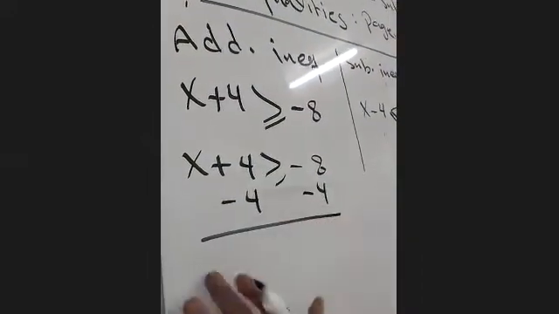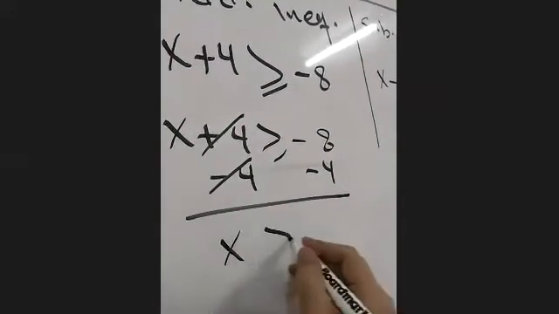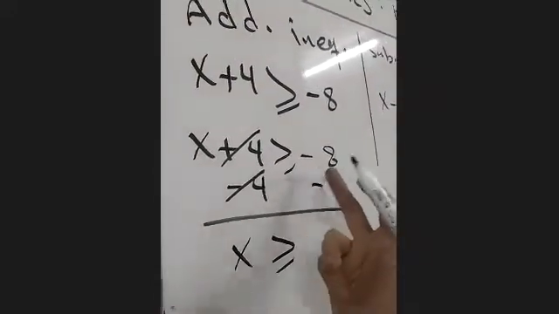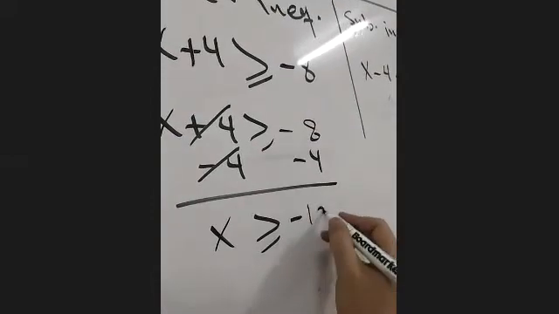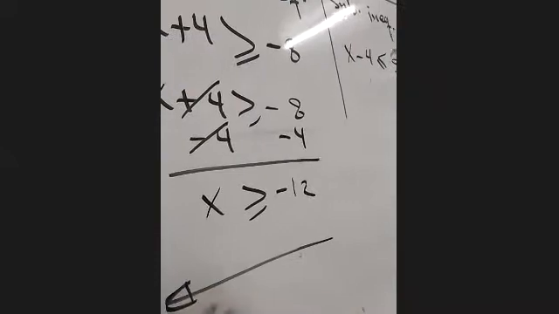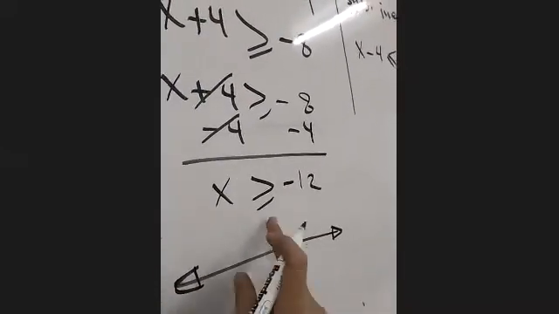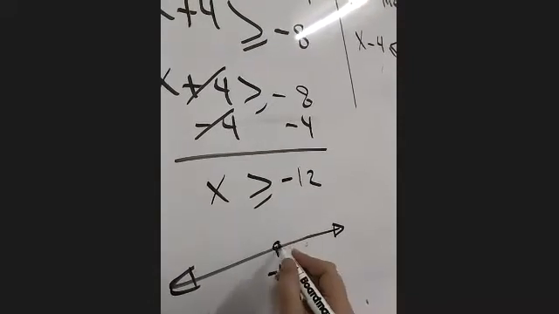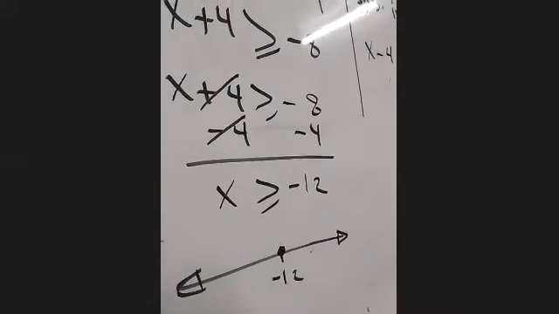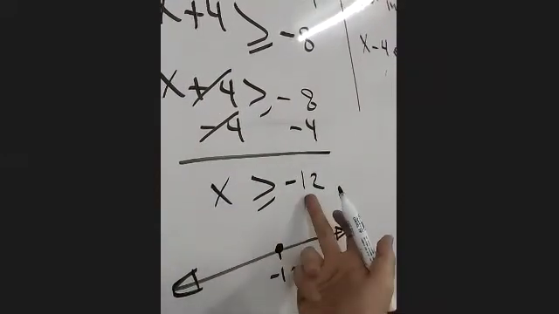Now we simplify. Plus 4 minus 4, they are gone. Still x more than or equal. Here, negative 8 minus 4 is negative 12. And we said that to graph the solution, we go to the number line and search for negative 12. Because we have equal sign, we put closed circle and we read the inequality: x more than or equal negative 12.